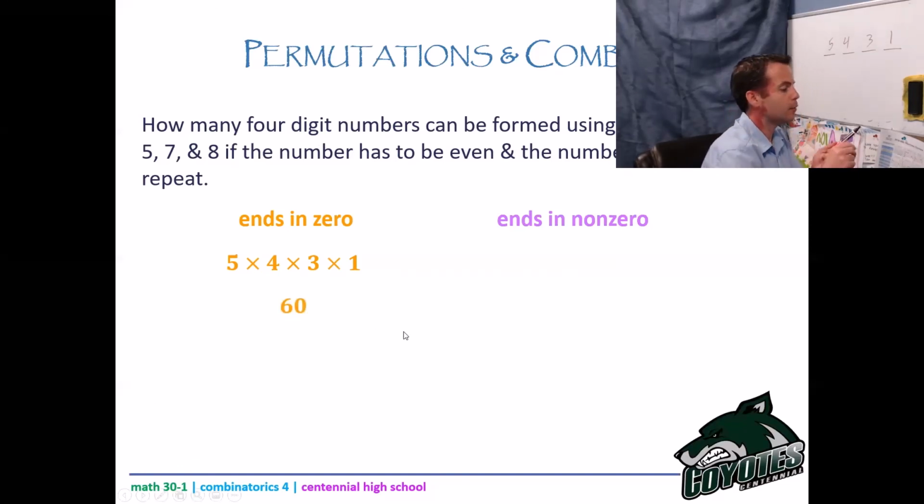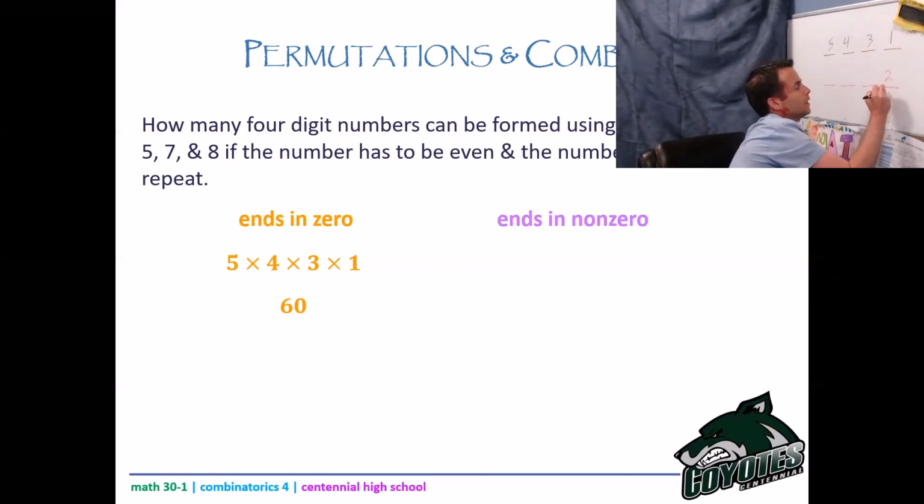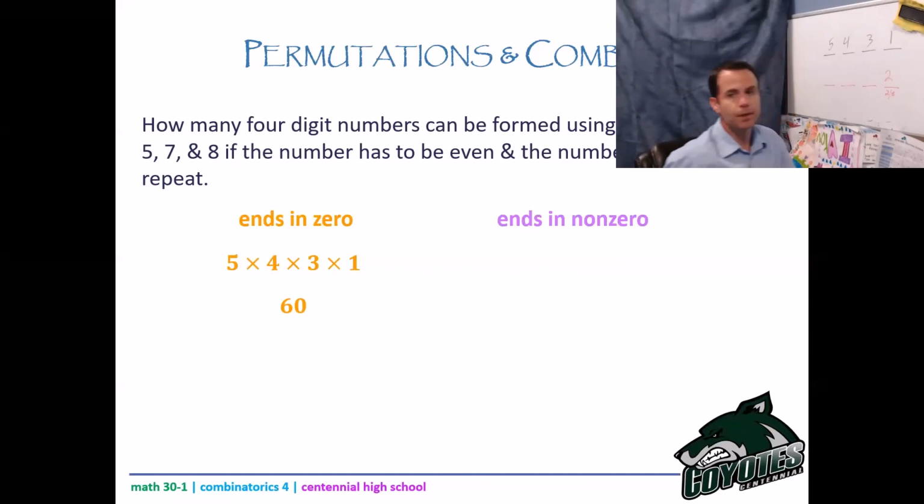Now, if I wanted to end in a non-zero, well, let's just think that through for a sec. I still have to be even. So my non-zero options could be the 2 or the 8. So there are two options back here. Okay, the 2 or the 8. Now, I have 6 numbers to play with. I've used 1, so that means I have 5 numbers to play with, but one of them is 0 and I can't use that in the front, which means there's only 4 options here.